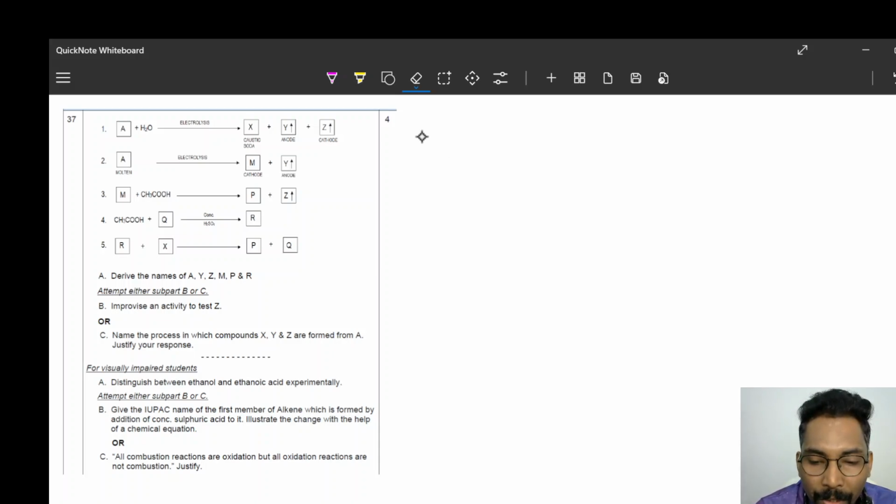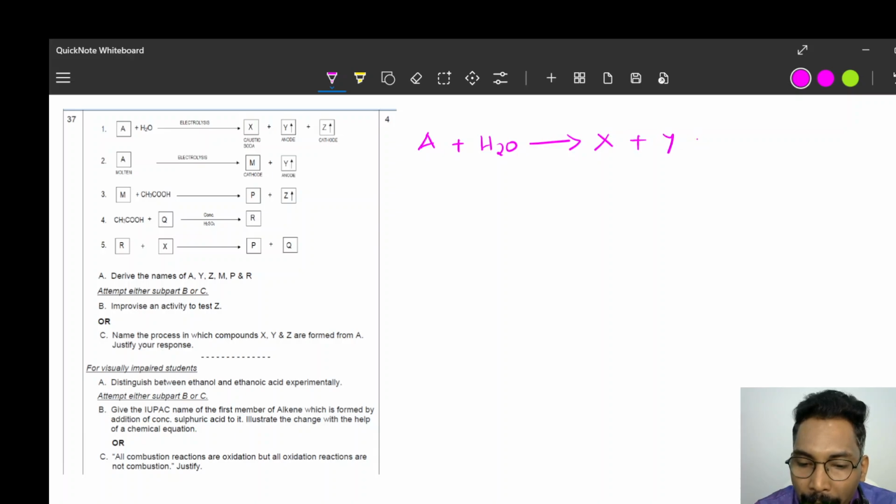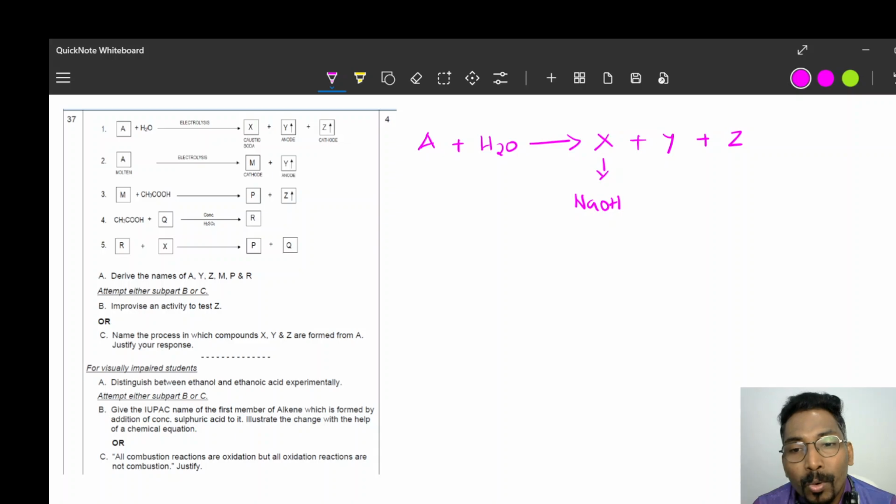Okay, so I will write the reaction first. A plus H2O gives X plus Y plus Z. Y and Z are gases, that is already represented in the reaction. What is caustic soda? Caustic soda is NaOH, sodium hydroxide. So X is sodium hydroxide.